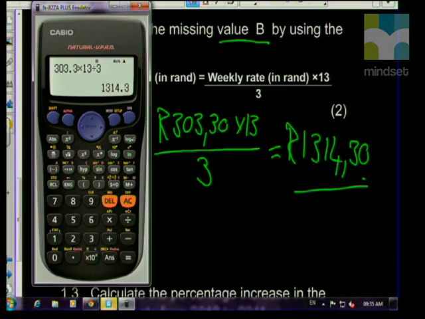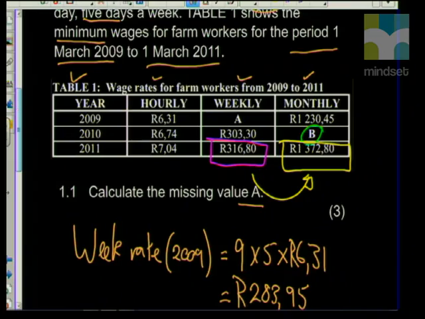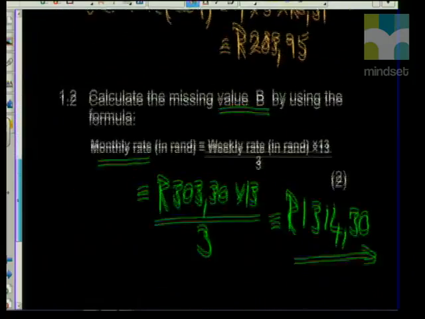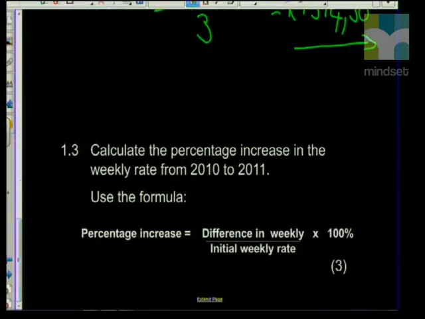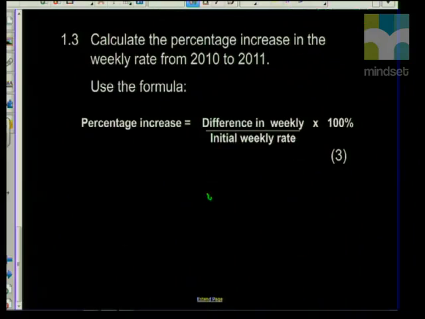Now, let's just make very sure that that fits into the table, because every year there's been an increase and it's fitted in progression. So we're at 1,314. So 1,314, yes, it fits in the middle. It seems to be the right answer. The last part of this question asks us to now calculate the percentage increase in weekly rate between the years.